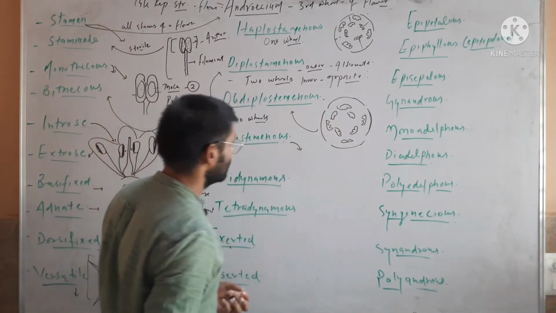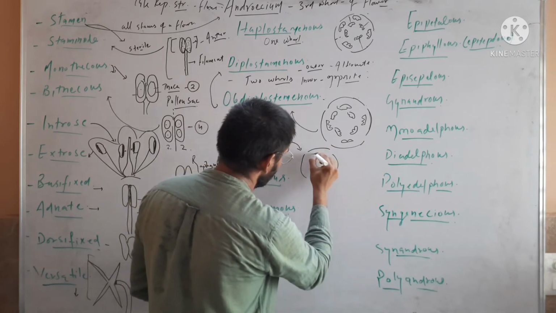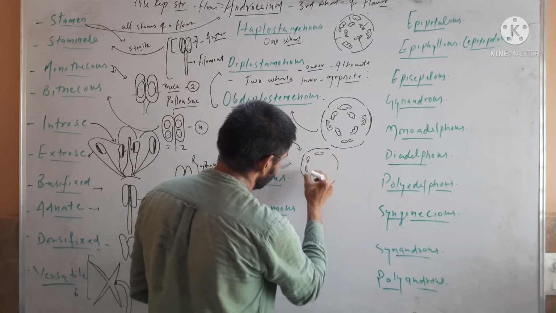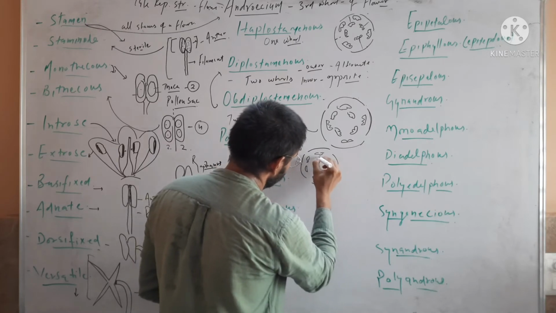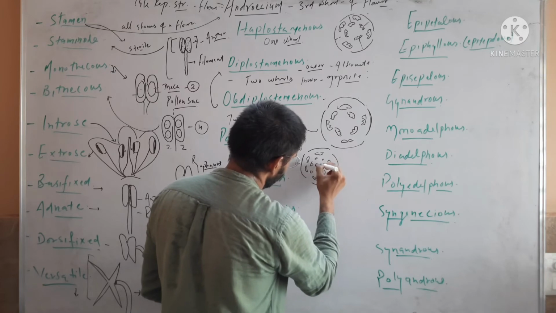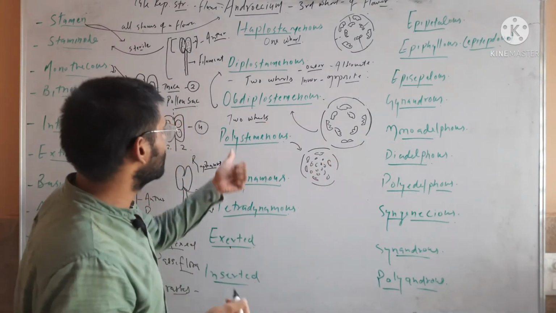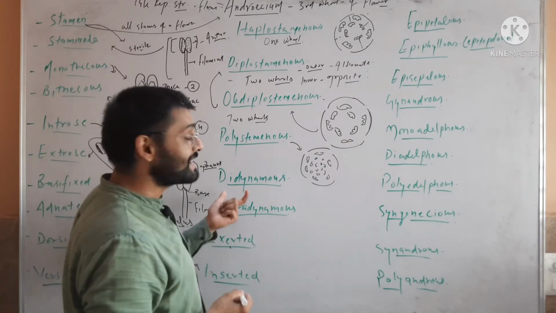Polystamenous, when more than two whorls are there. So when many whorls of stamens are there, then it will be called polystamenous.